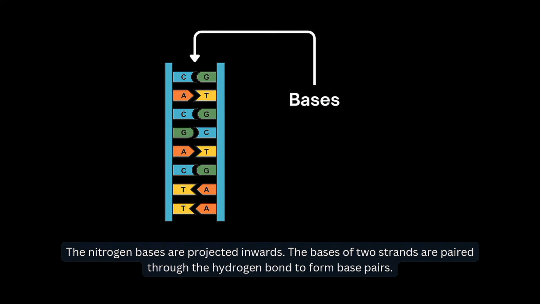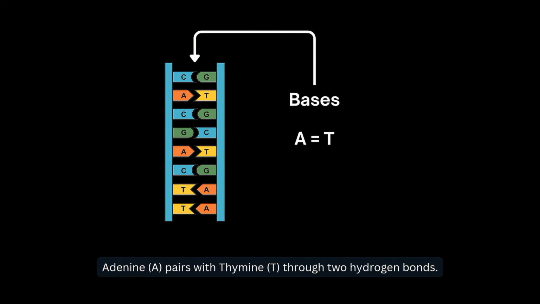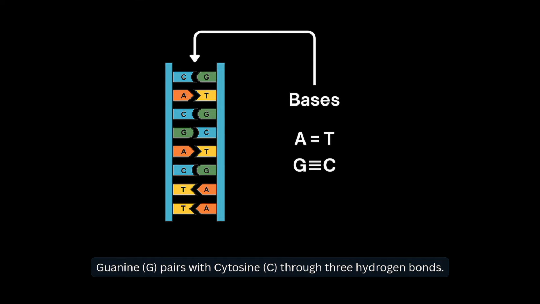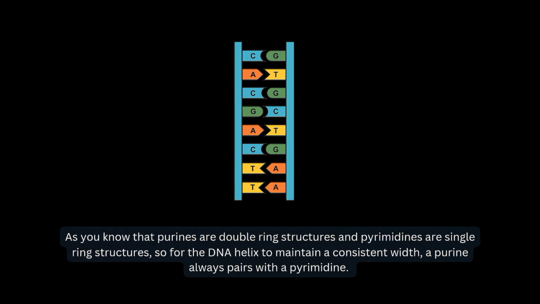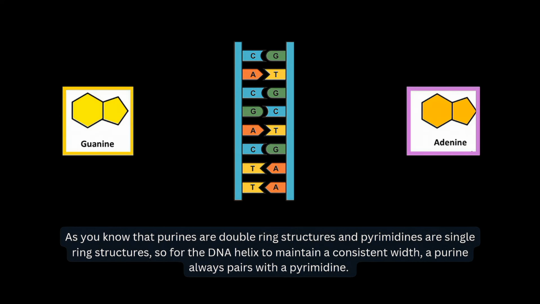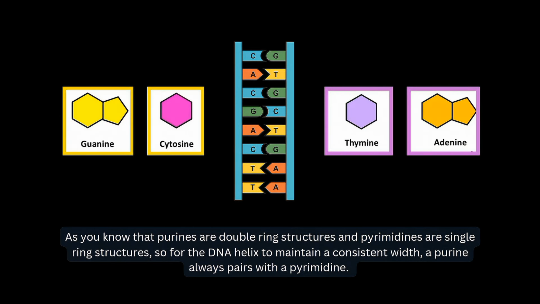The bases of the two strands are paired through hydrogen bonds to form base pairs. Adenine pairs with thymine through two hydrogen bonds. Guanine pairs with cytosine through three hydrogen bonds. Now, here's the question: why do purines pair with pyrimidines? As you know, purines are double-ring structures and pyrimidines are single-ring structures, so for the DNA helix to maintain a consistent width, a purine always pairs with a pyrimidine.